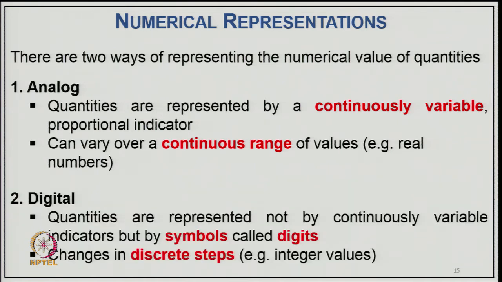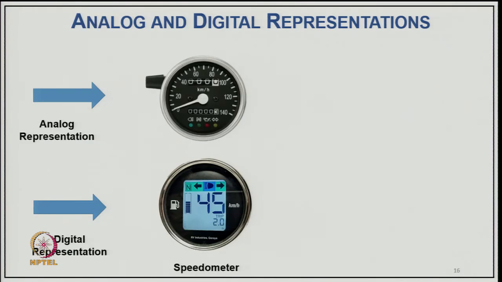We will give you some examples of that. The other is digital quantities, which are represented by symbols called digits, and change in discrete steps, like integer values. So, we call these digital numbers, or analog quantities and digital quantities.